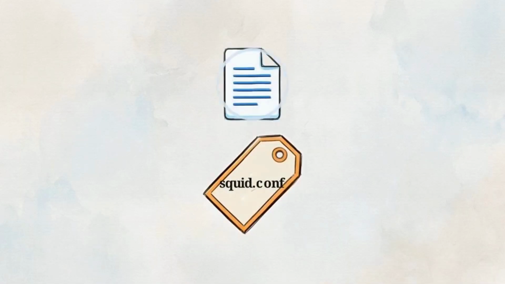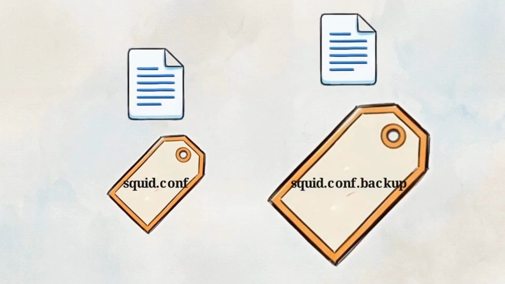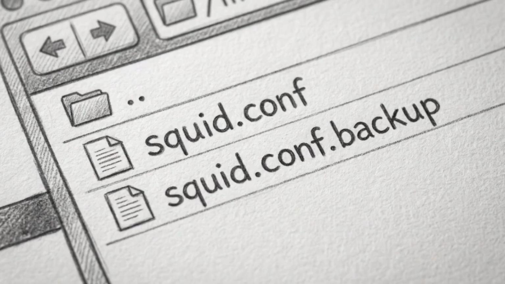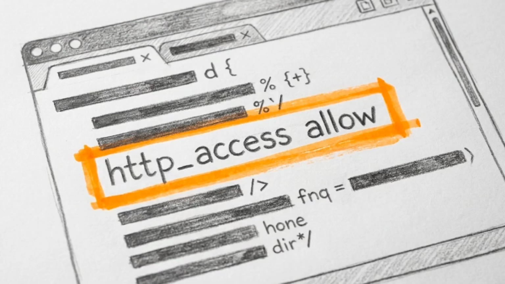Before we change any settings, make a copy of the default configuration file. If you ever need to revert to the original setup, having a backup saves you a lot of troubleshooting later. Now open the active configuration file in your text editor. Search for the setting called HTTP access allow.